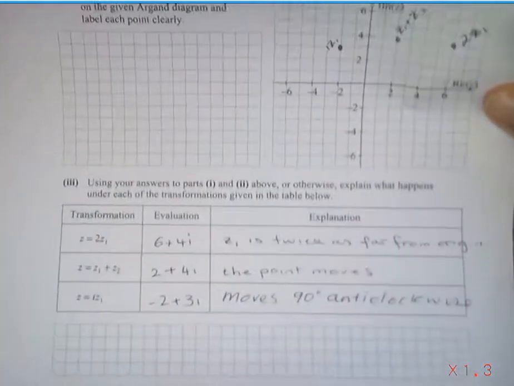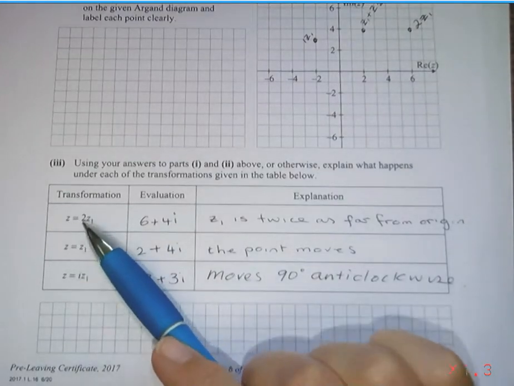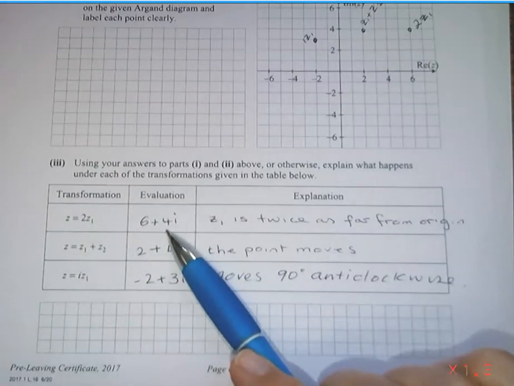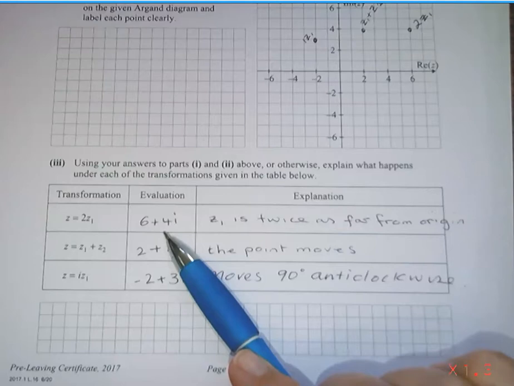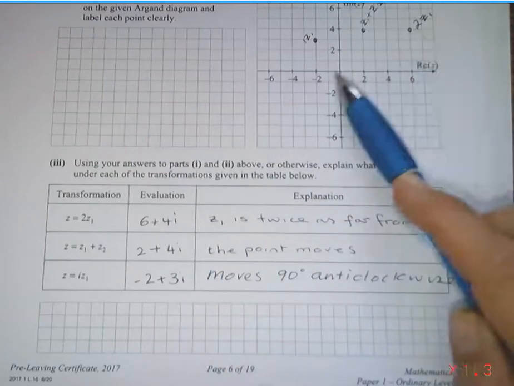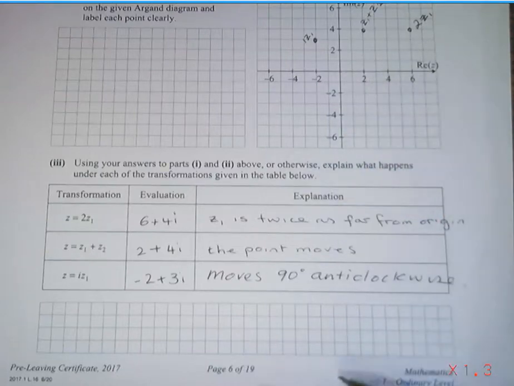Part 3, it says using your answers, explain what happens to each of the transformations. So your z equal to 2z1, the evaluation, your answer was 6 plus 4i, and basically when you look at your picture, it is saying that this line is twice as far from the origin as your z1 originally would have been.